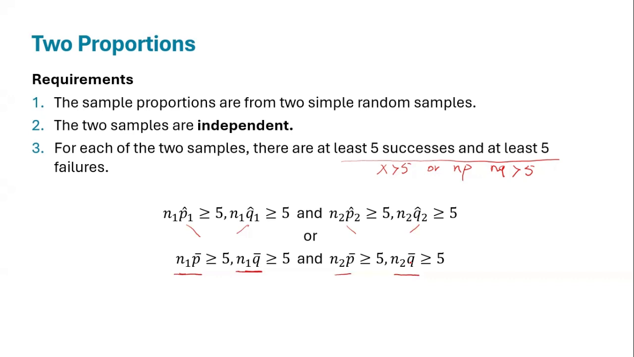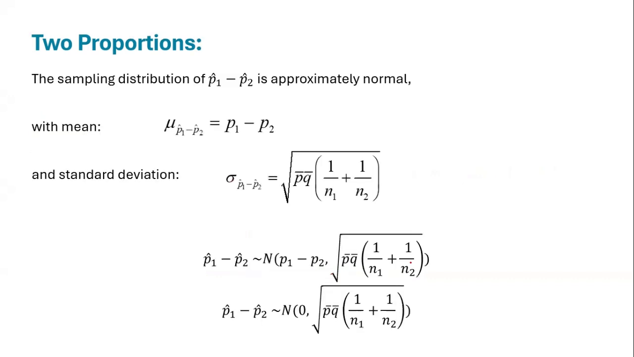But you know that we have a normal distribution, and in any normal distribution, we need the mean and the standard deviation. So what's the mean and what's the standard deviation when we talk about the population proportion? When we talk about the population proportion, the mean is P1 minus P2, the difference between the proportions. And the sigma is coming from this formula.